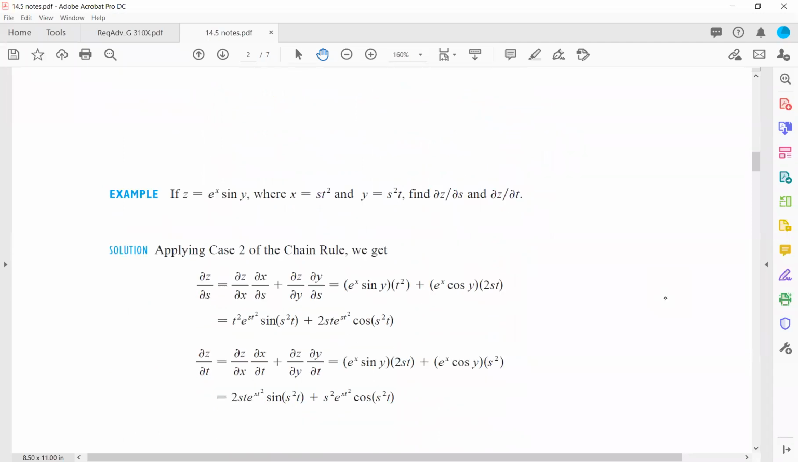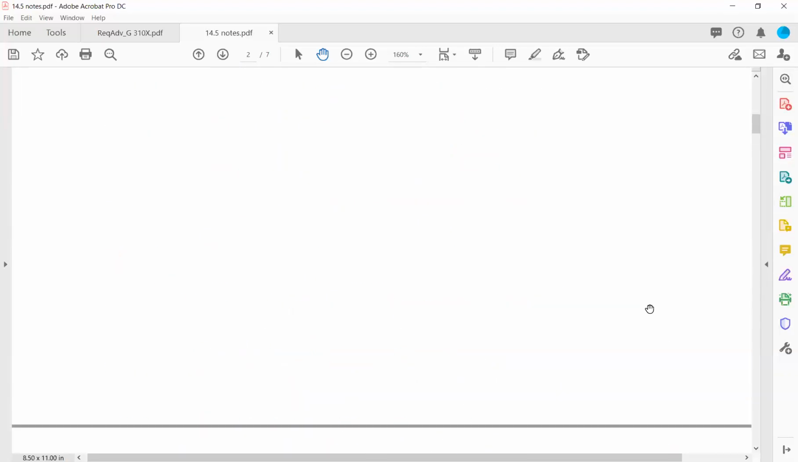Suppose function z is a function of x and y. It's the product of e to the x times sine y. Then your variables x and y are defined as functions dependent on two other variables, s and t. The question says, find the partial derivative of z with respect to s, also partial derivative of z with respect to t. This is chain rule case 2.